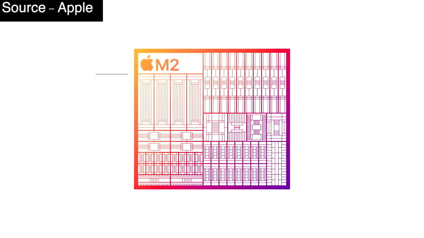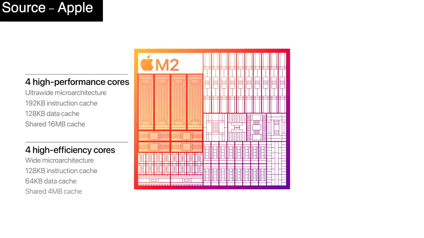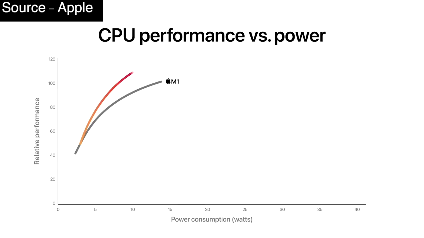M2 features our next-generation CPU with advancements in both the performance and efficiency cores. The performance cores are faster and feature larger cache, and the efficiency cores have been significantly enhanced for even greater performance gains. When we look at the multi-core CPU performance of M2 compared to M1, it delivers 18% greater performance.